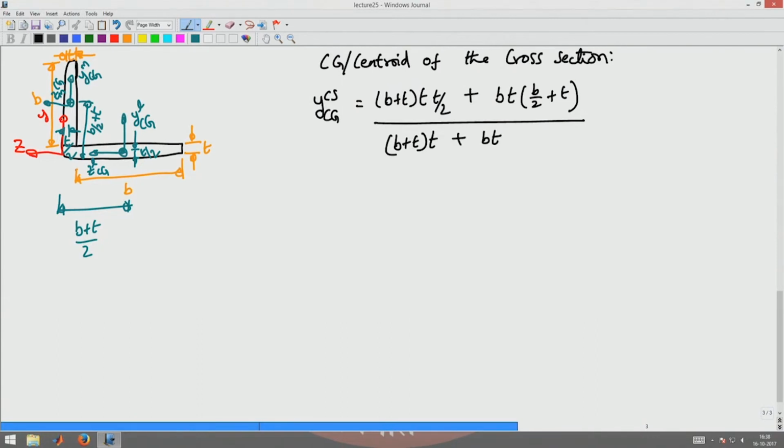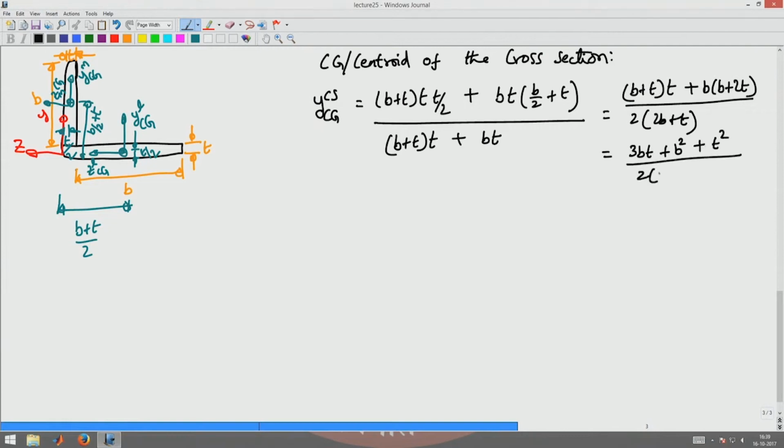Now, I can simplify this equation. I can cancel a T throughout, so that will become B plus T into T plus B into B plus 2T divided by 2 into 2B plus T. So, this will simplify further to 3BT plus B square plus T square divided by 2 into 2B plus T.